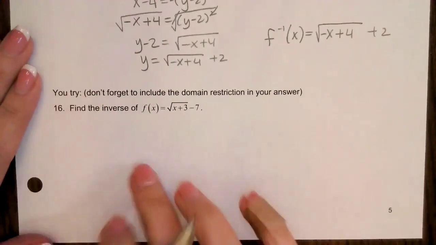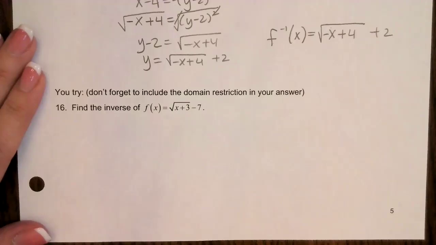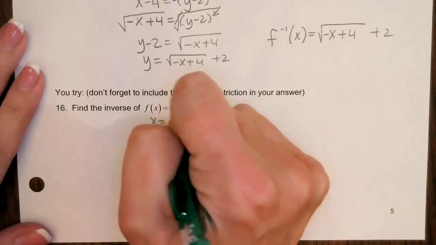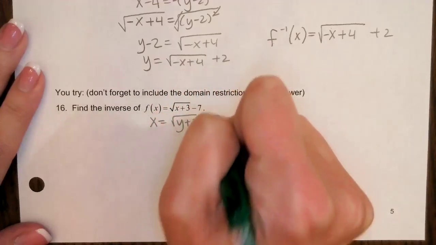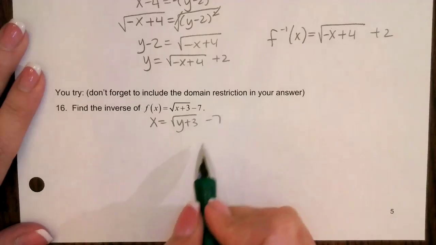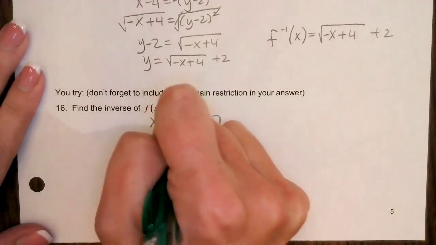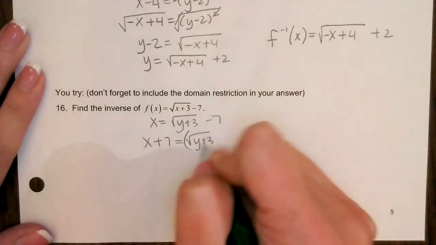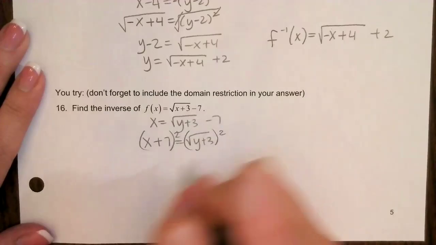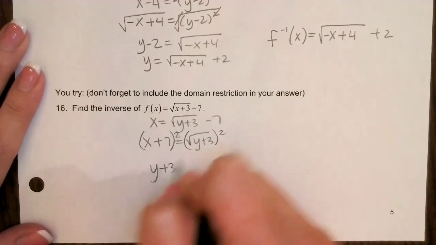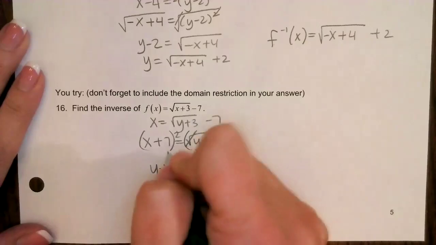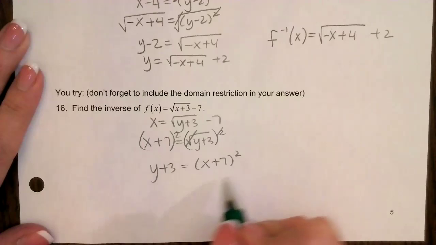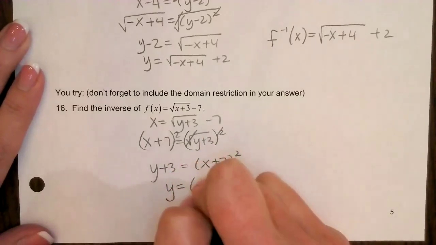All right, if you want to try another one, you can pause the video and try this one, but I'll go ahead and give my last explanation on that one. I switch my x and my y, and now I'm solving for this y, so I'm going to add the 7. I'm going to go ahead and square both sides. That frees my y plus 3 because those two cancel. And I'm left with x plus 7 squared. And now I want to subtract this 3 to get it to the other side.